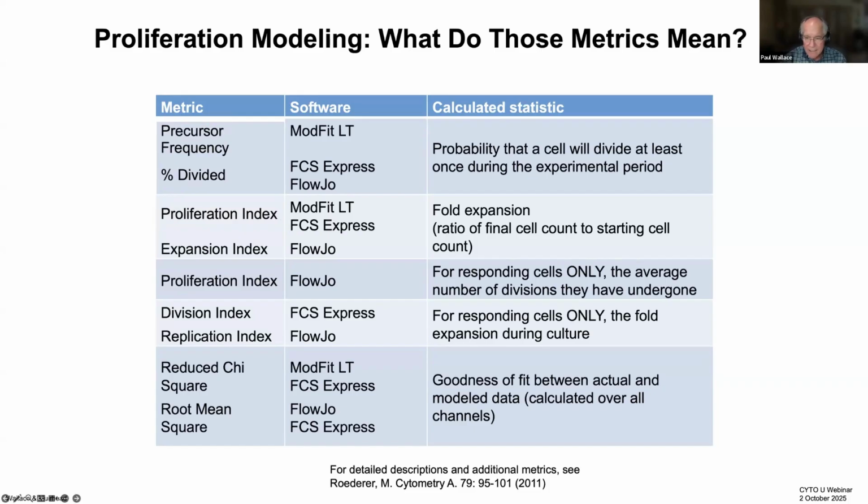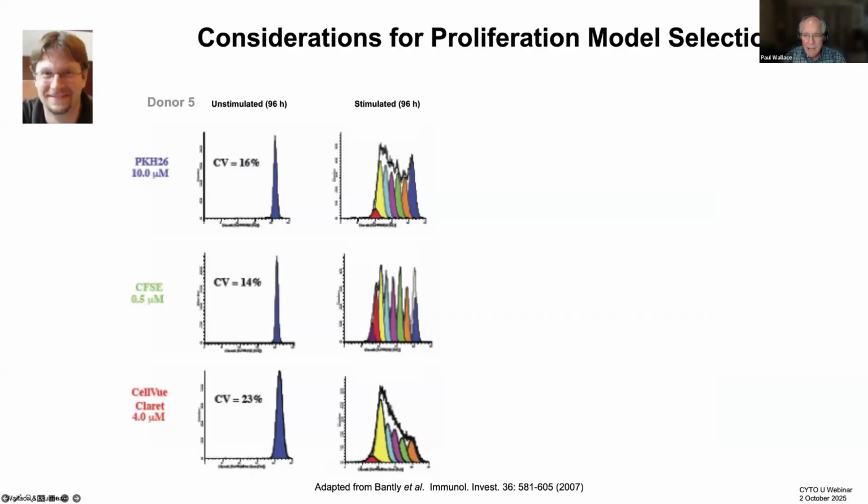Mario's article titled Interpretation of Cellular Proliferation Data: Avoid the Panglossian, where he was challenged by a friend to use the word Panglossian in a title, gives a good detailed description of the differences. Well, the calculations are all the same, but the differences are in the terminology.